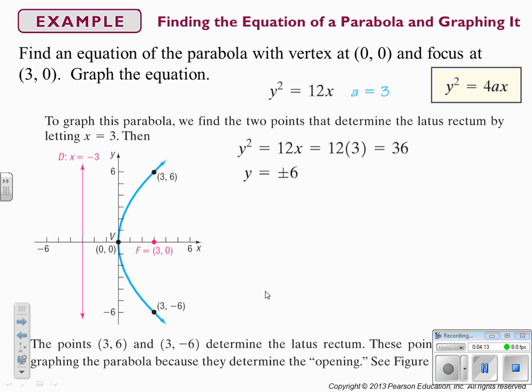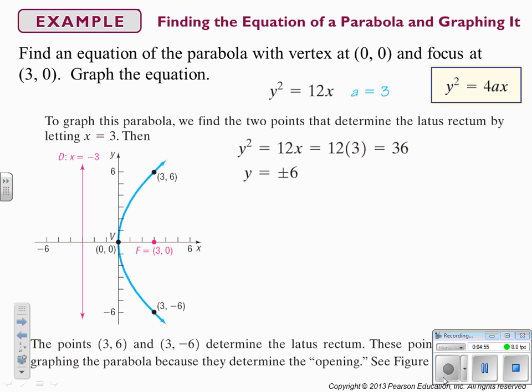I think I need to see the picture of that. So we know that the vertex is at 0, 0. The focus, and remember, our parabola always curves and wants to hug our focus. That's how I think of it. We want to hug our focus, and we want to shun our directrix. So our focus is at 3, 0. Our directrix is at x equals negative 3. We get 2 points, which are 3, 6, and 3, negative 6.